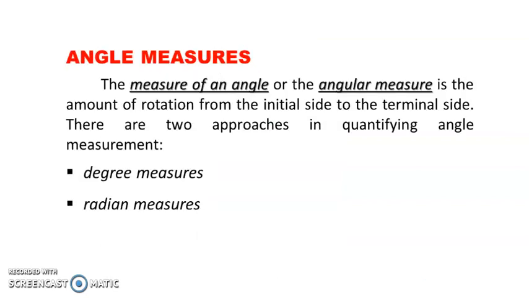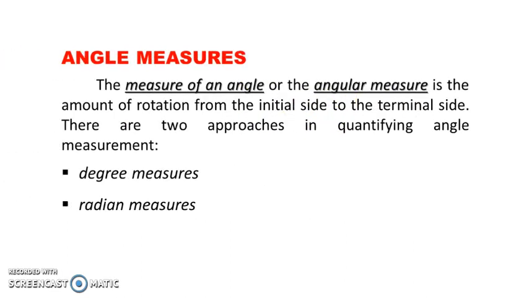The measure of an angle, or the angular measure, is the amount of rotation from the initial side to the terminal side. There are two approaches used in quantifying angle measurement. These are the degree measures and the radian measures. Later, we are going to differentiate them.